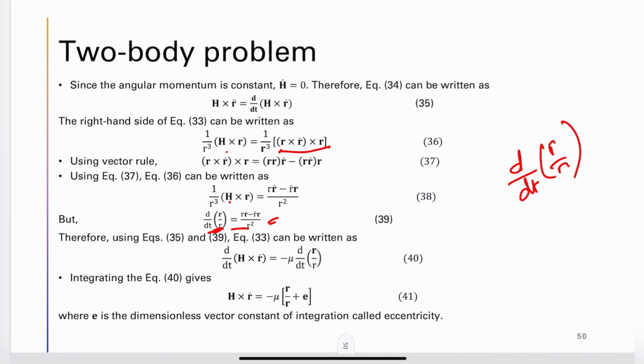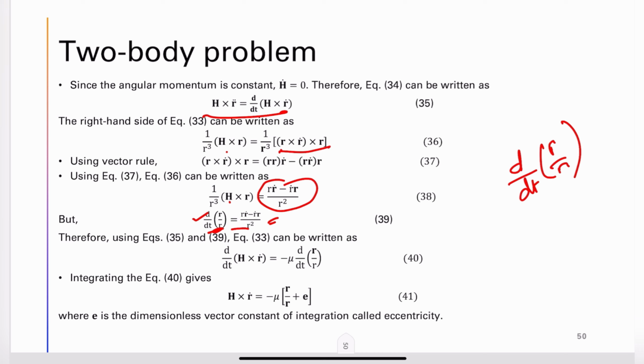finally we have dou by dou t of h cross r dot is equal to minus mu dou by dou t of r by r. So what I'm doing is, I have taken the left hand side and made this, and I have taken the right hand side and arrived at this point. I have made this equal to this. So I am substituting both in the expression 33. So I am getting dou by dou t of h cross r dot is equal to minus mu dou by dou t of r vector divided by r.